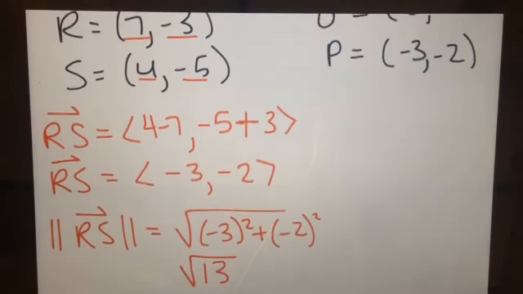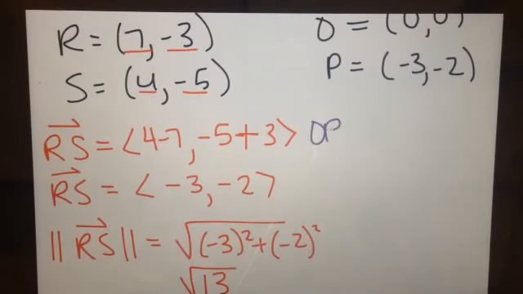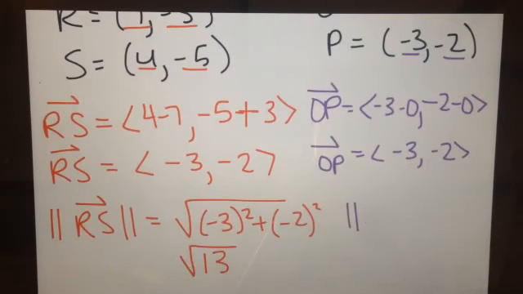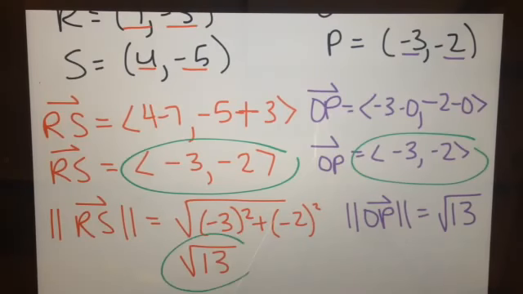Now if I'm going to look at vector OP for my component form, I'm going to have -3 minus 0, and then negative 2 minus 0. And so vector OP is (-3, -2). And so if I look for the magnitude of OP, I can already see I'm going to do negative 3 squared plus negative 2 squared, and I just did that work right here, so I'm not going to do it again. It's just the square root of 13. So I can see that because these have the same direction and the same magnitude, they are in fact equivalent vectors.